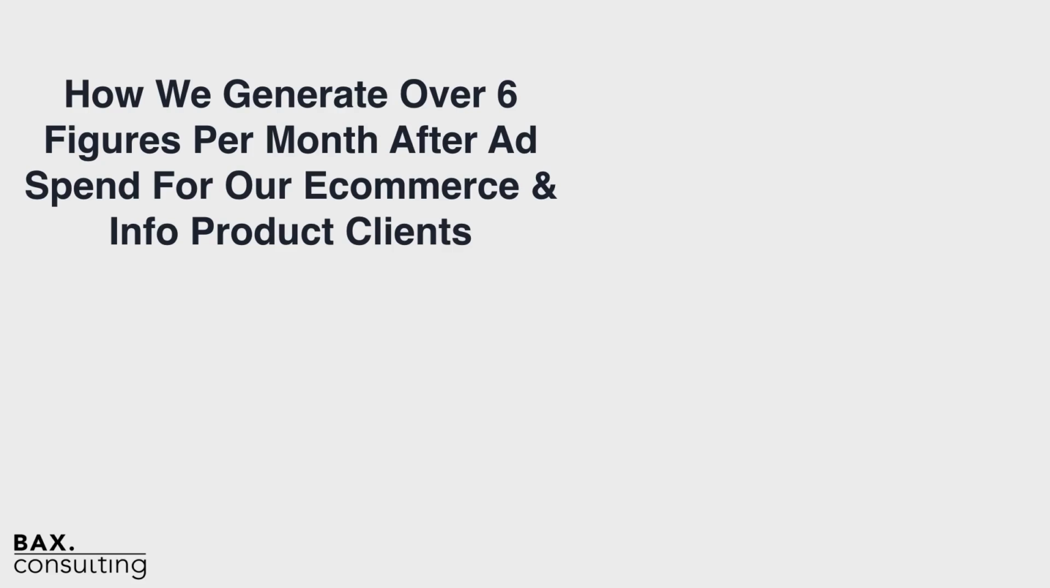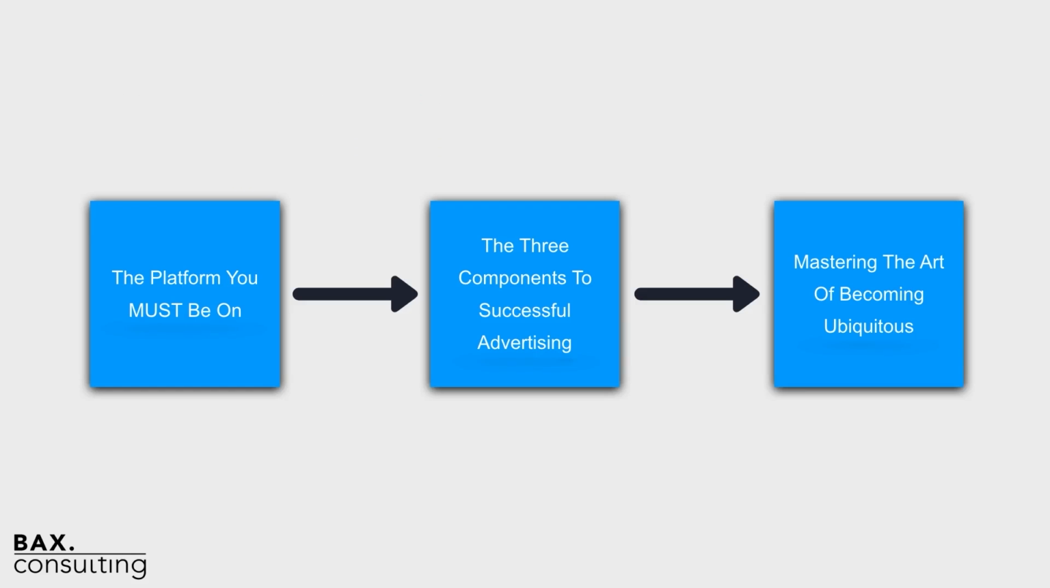And as I mentioned, I just really want to pull back the curtain on exactly how we go about doing that. So as I say, how we generate over 6 figures per month after ad spend for our e-commerce and info product clients. Basically there's 3 pillars to what we do, right? There's 3 pillars, and that's really going to serve as the backbone, the skeleton to this case study.